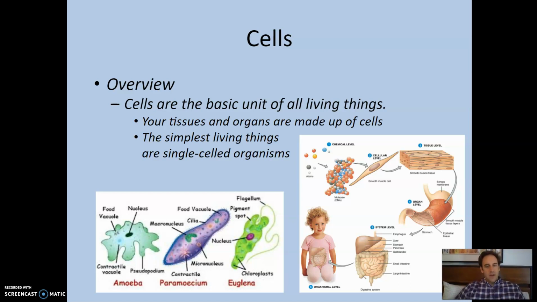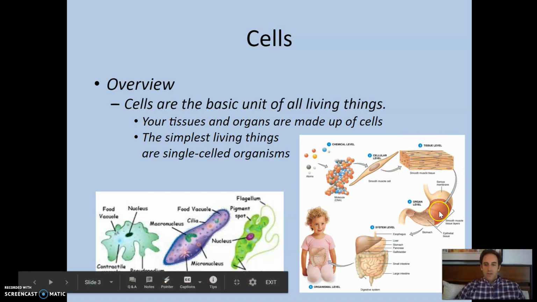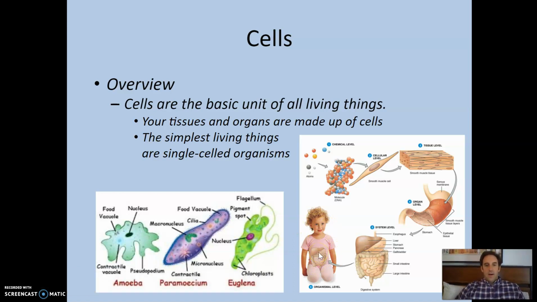A couple of points by way of overview of what a cell is. A cell is the basic unit of all living things. You, for example, are actually made up of cells. So, here we have a cell. We combine a bunch of these together to make a tissue. We combine tissues together to make organs, organs together to make organ systems, and then organ systems together to make you.